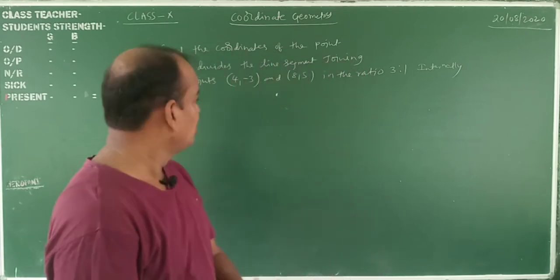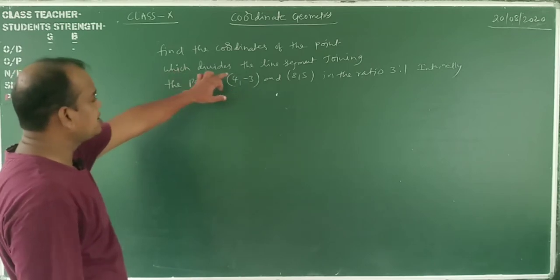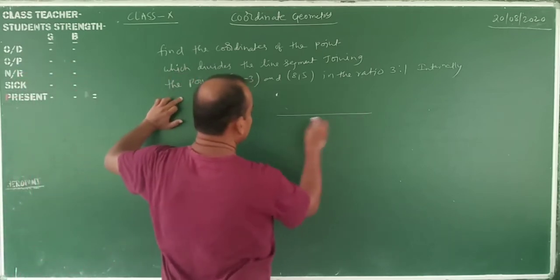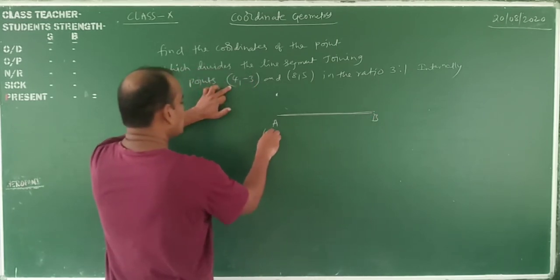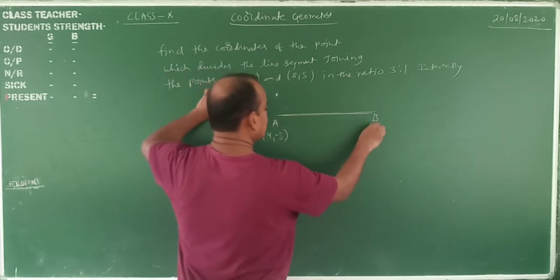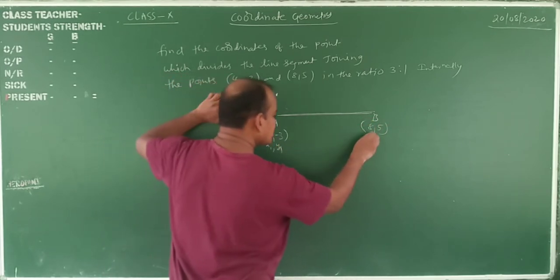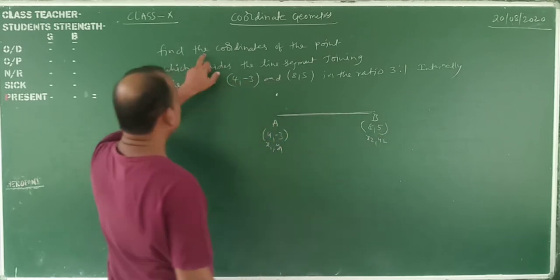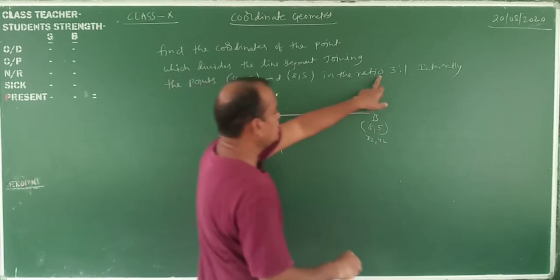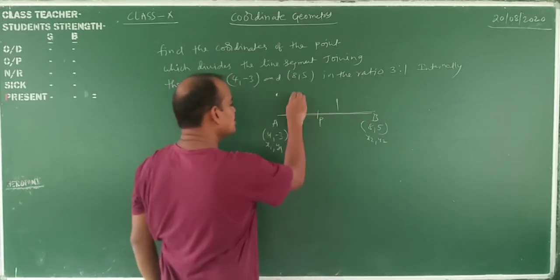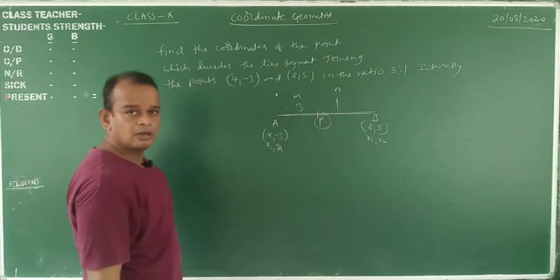Okay, my dear students. First, find the coordinates of the point which divides the line. Suppose this is the line segment AB. A is (4, -3) and B is (8, 5). A line segment always joins two points, x1 y1 and x2 y2. Find the coordinates of the point which divides it in the ratio 3:1. This is m, this is n. Now we can find P.